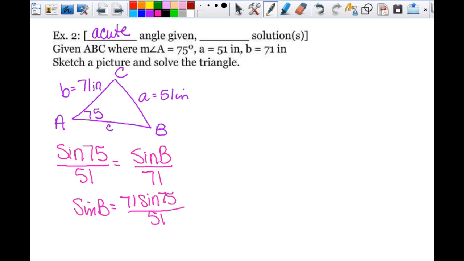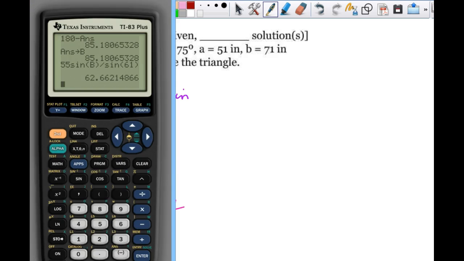Everybody with me? Okay, so let's type that in. So 71 times the sine of 75 divided by 51. Okay. And then what happens? It doesn't work. Well, this is what we get, and then we have to take the sine inverse, right? And we get an error. Okay, so the first thing with an error, you should be like, oh, dang, I typed something in wrong, right? That's what I always think.